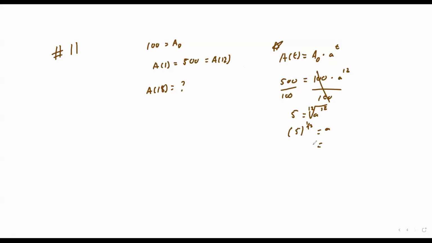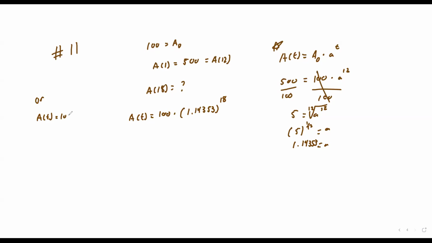Anyways, I got an answer of 1.14353 as my a. So when I'm looking for this 18 months, I would just say, all right, A of t now equals 100 rabbits times this 1.14353 raised to the 18 this time. And I just want you to see that we could have done the same thing if we would have gone this route as well.